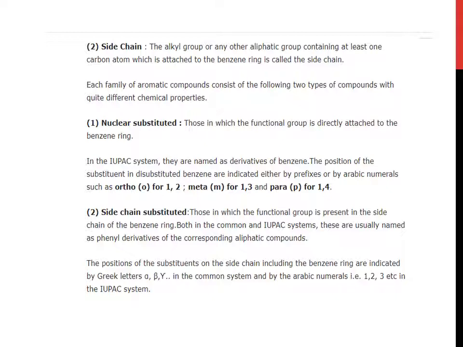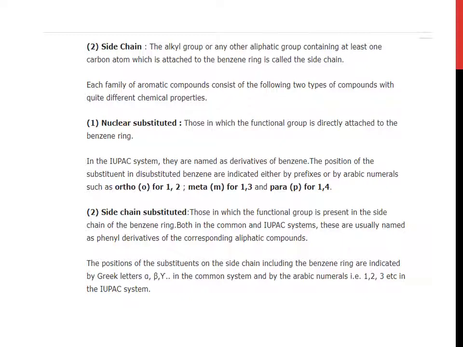In the IUPAC system, they are named as derivatives of benzene. The positions of the substituents in disubstituted benzene are indicated either by prefix or by Arabic numerals. Ortho, you can write small o or position 1 and 2. Meta, you can write small m or position 1 and 3. Para, small p or position 1 and 4.